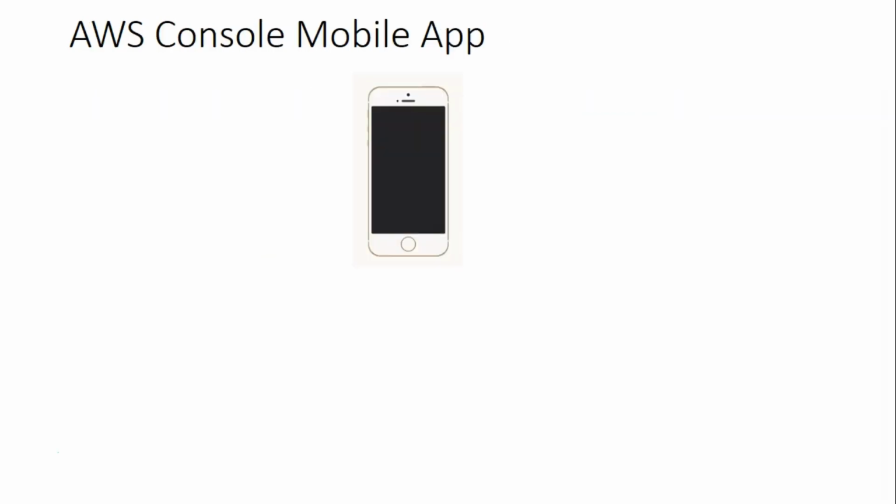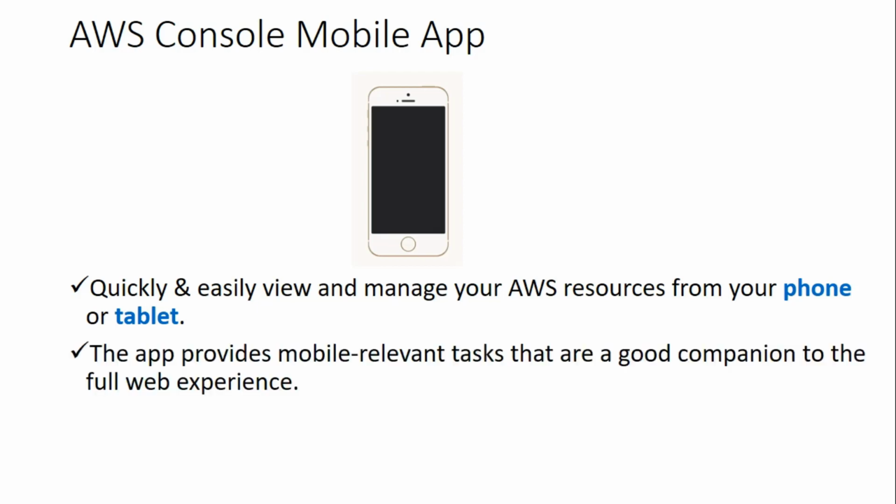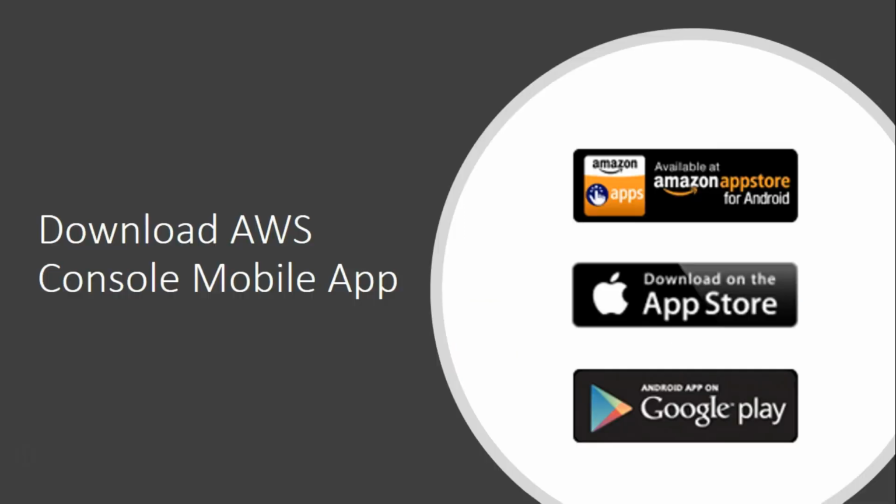After the web interface, we have one app as well, the AWS Console Mobile App. This will help you quickly and easily view and manage your AWS resources from your phone or tablet. The app provides mobile-relevant tasks that are a good companion to the full web experience. The app can be handy in some circumstances when you need to reboot an EC2 instance or check CloudWatch alarms. You can download the AWS Console Mobile App from the Amazon App Store, Apple App Store, or Google Play.